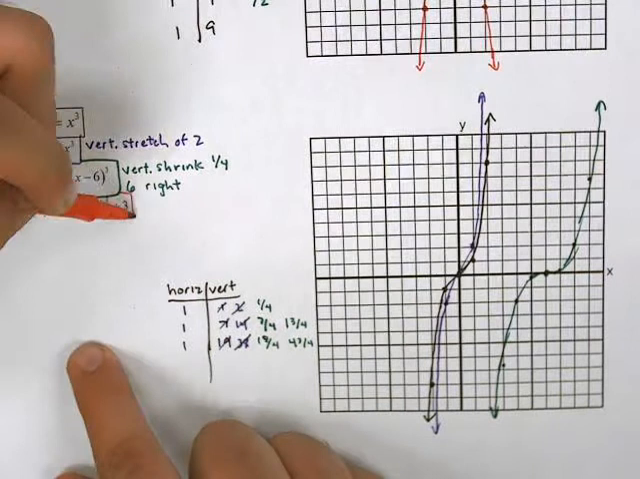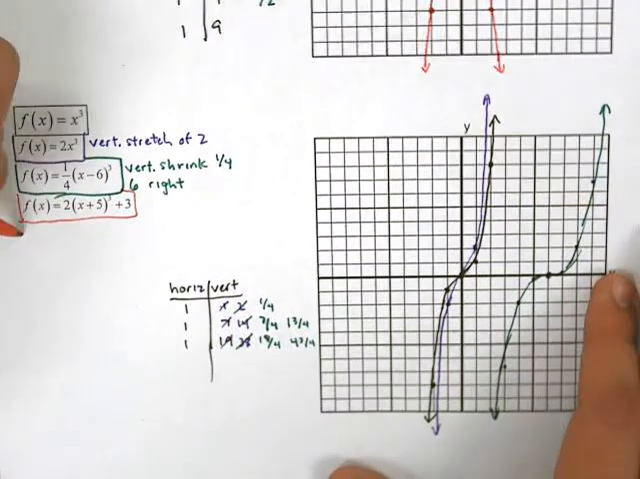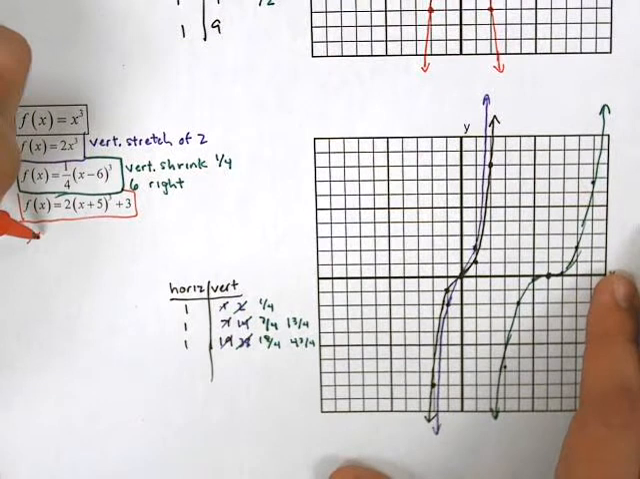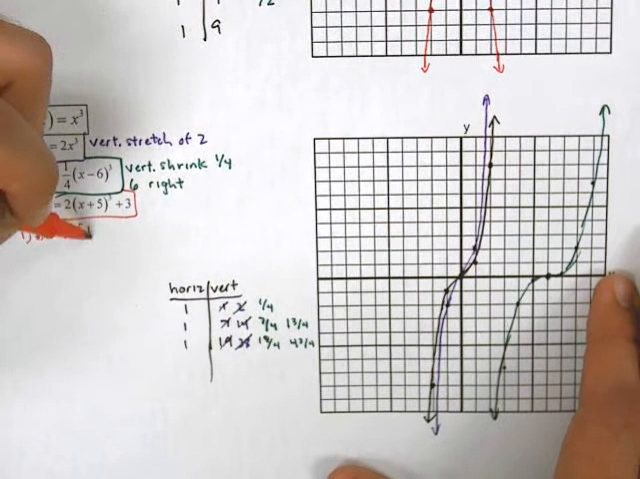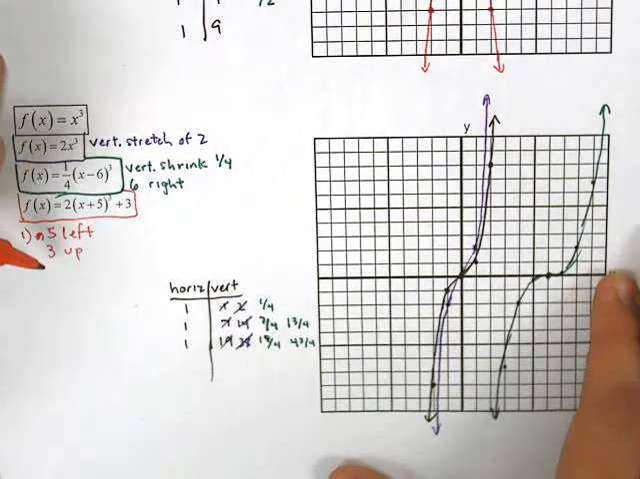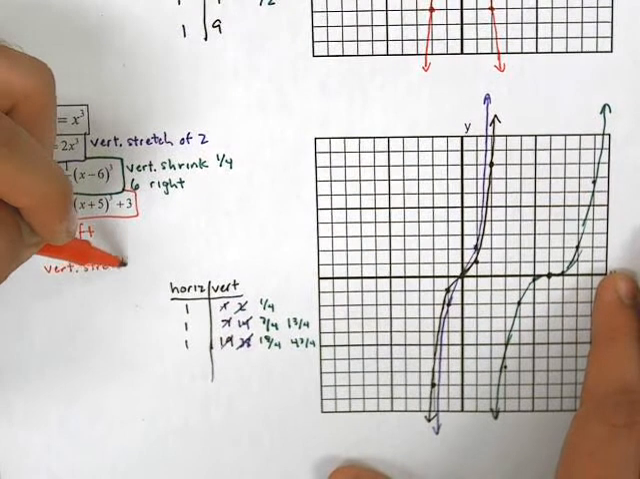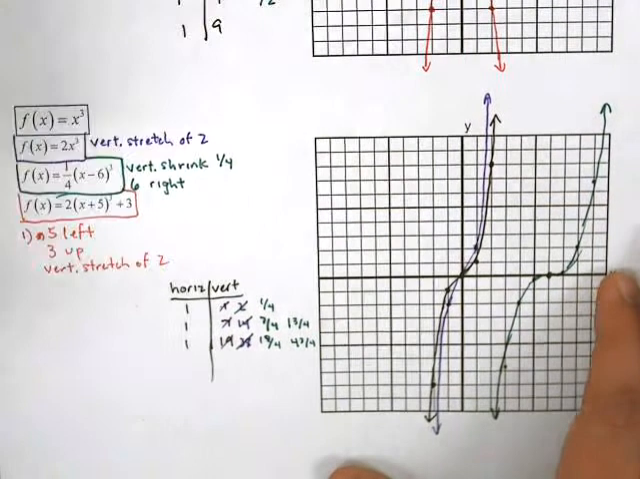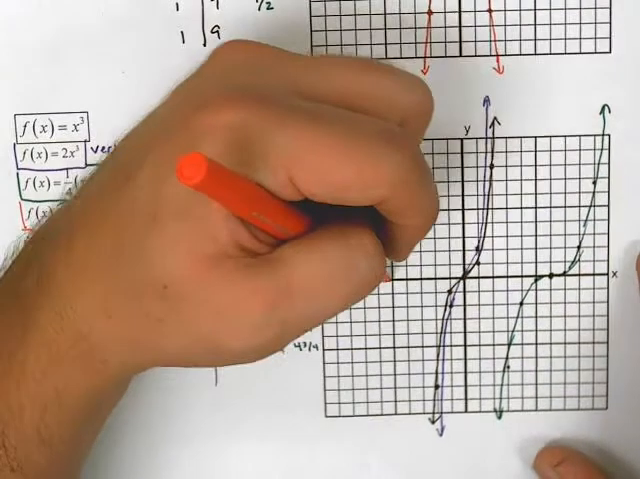3 things happening in this one as well. We're going to go 5 to the left. We're going to go 3 up, and we are going to have a vertical stretch of 2. All right, so 5 left, 3 up. Let's do that first. Left 5, 3 up.